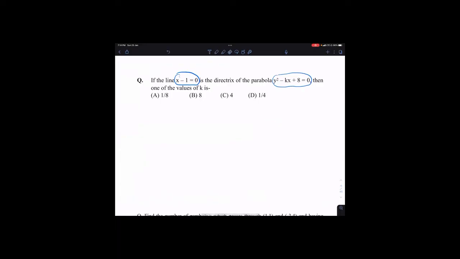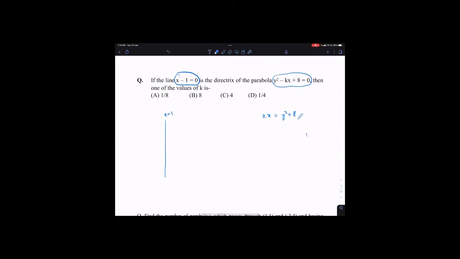Let me write it like this only. Kx equals y square plus 8. Okay. Now they are saying this is the directrix, x equals 1. So let me draw it like this. x equals 1 is the directrix there. Okay. Now, can you tell me whether it is opening right side or left side, or how it will be?